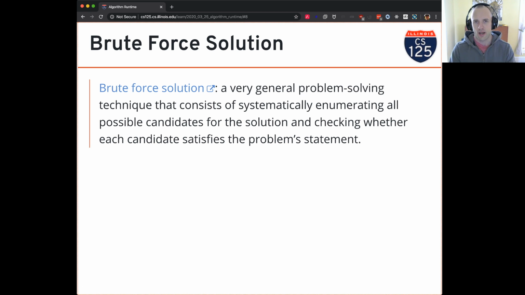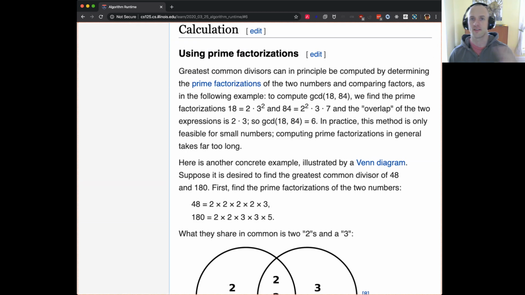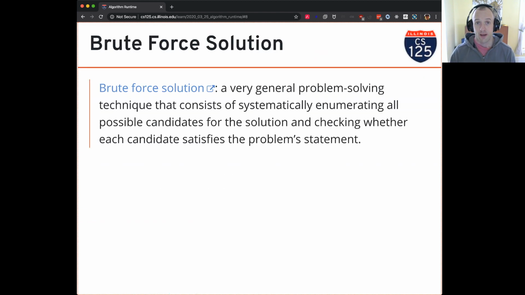A brute force solution is a category of algorithms that solve problems in a very, very simplistic way. So again, what's a brute? A brute is not particularly smart. A brute wouldn't be able to implement this very sophisticated algorithm to compute the GCD. Instead, a brute is going to rely on just its brute strength, right?